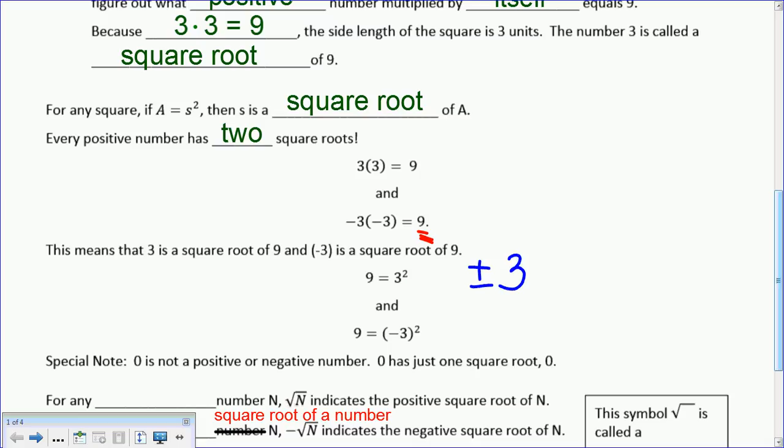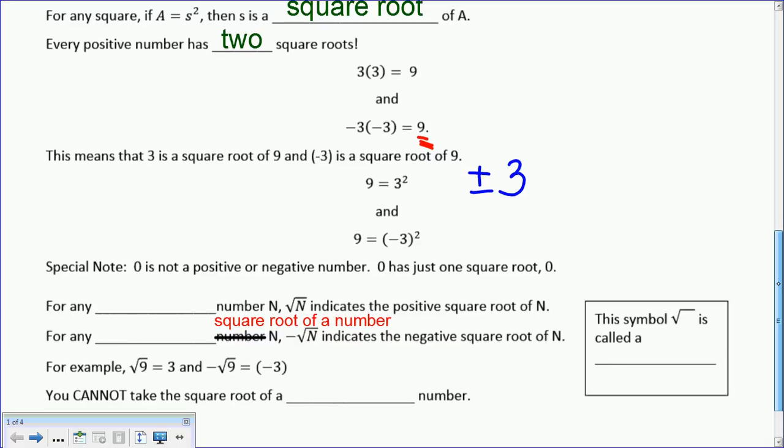Now, this is kind of important here, the bottom part. Special note: 0 is not a positive or negative number. 0 has just one square root, 0. So the square root of 0 is 0. All right? 0 is kind of that no man's land number.